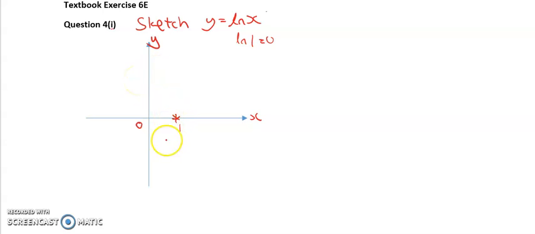Knowing the shape, the graph will not cut the y-axis anymore. It will not have any y-intercept. So your graph will look like this.